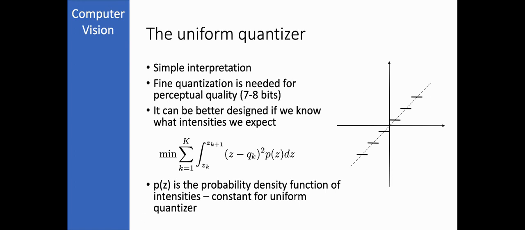Now the P of z, again, is the probability density function of intensities. When we talk about the uniform quantizer, we assume that this is constant, so we expect intensity values in any range to be equally likely.